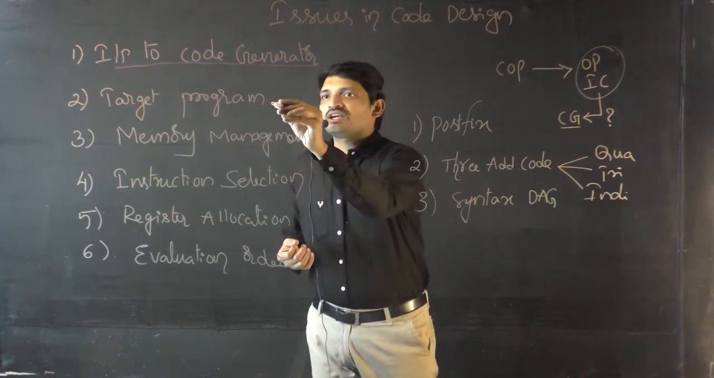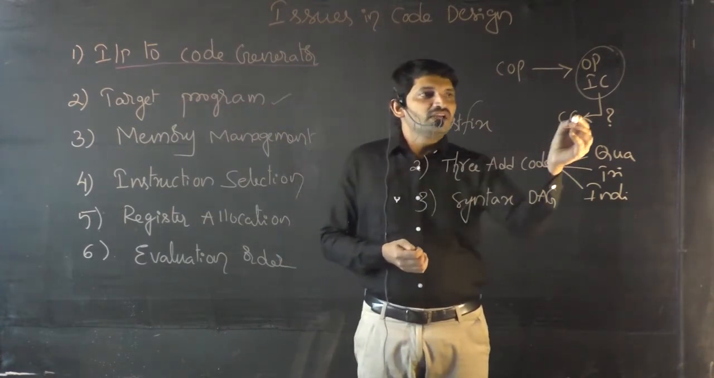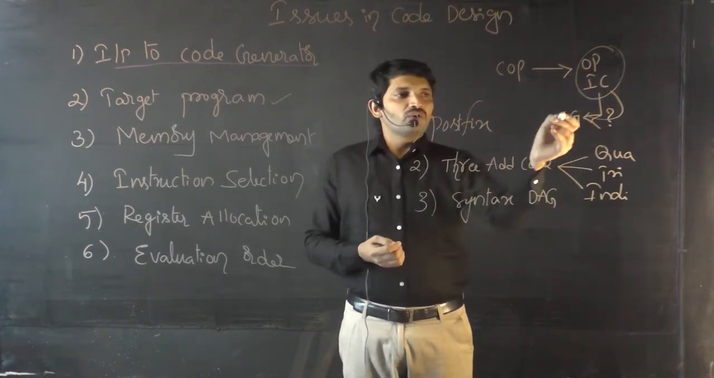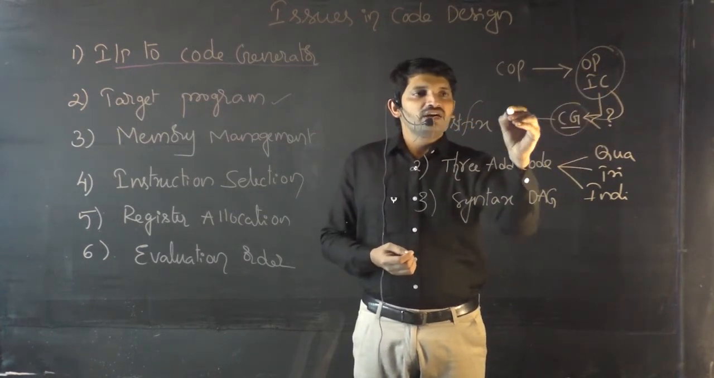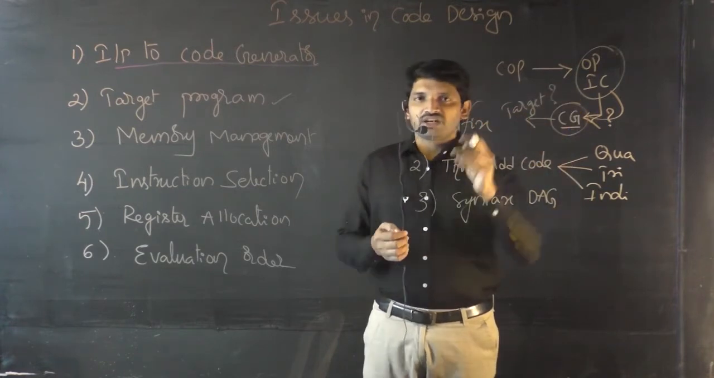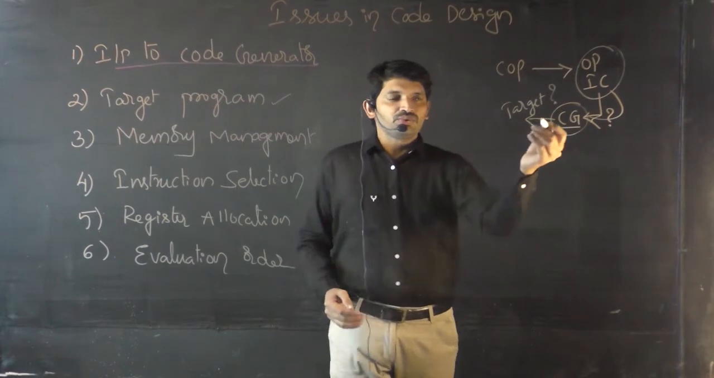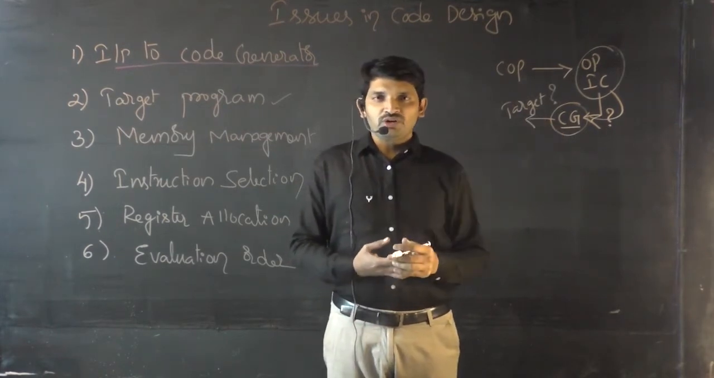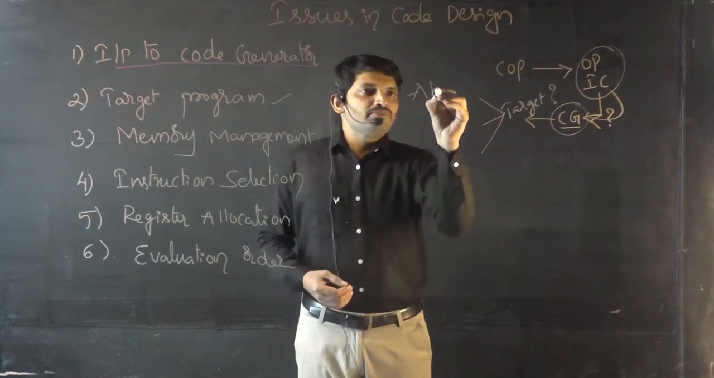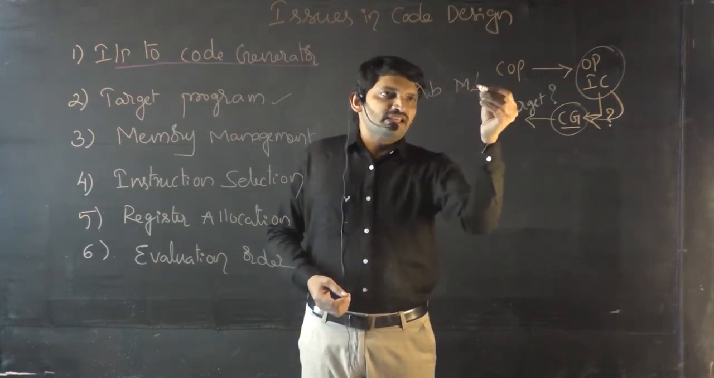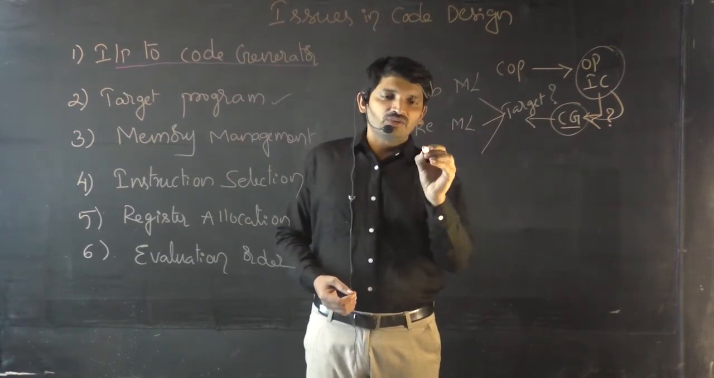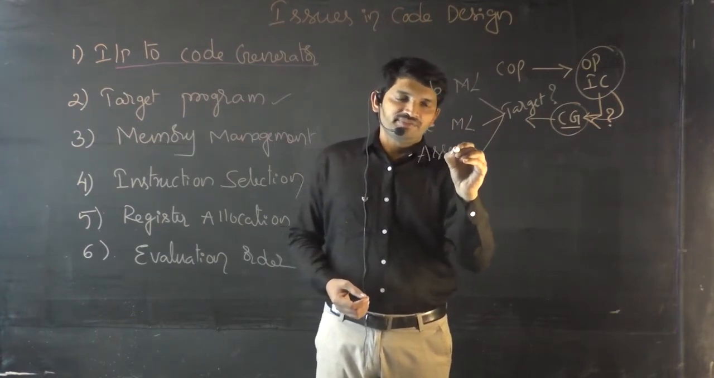Now come to the second one, the target program. By taking the optimized intermediate code, the code generator generates the target program. So what is this target program? Here the target program may be of 3 types. The first one is absolute machine code. The second one is relocatable machine code. And the third one is assembly language.